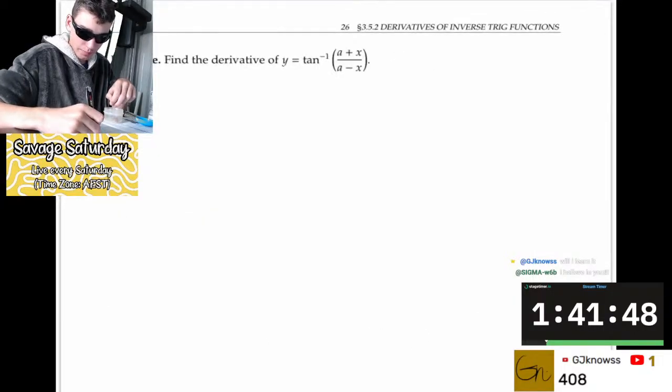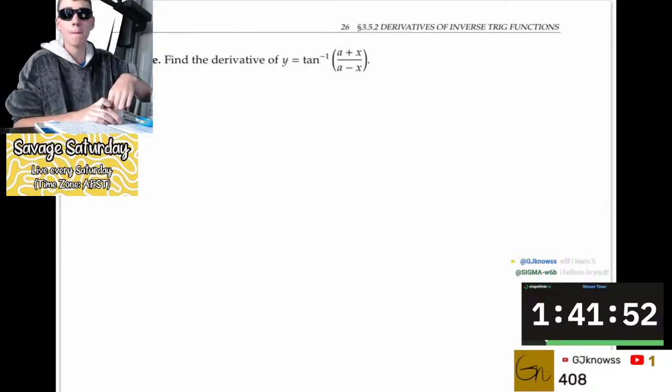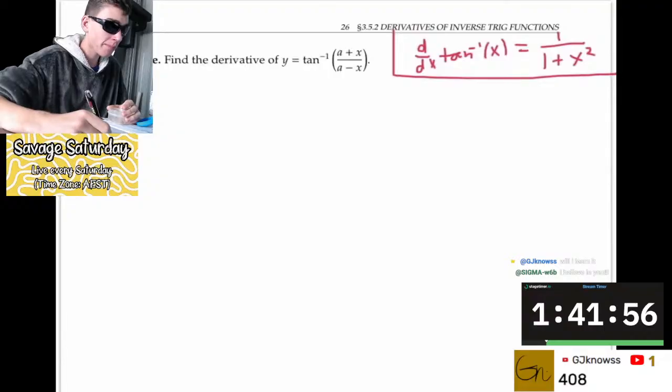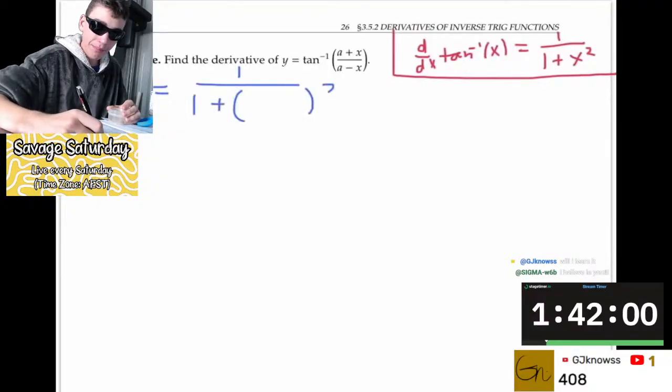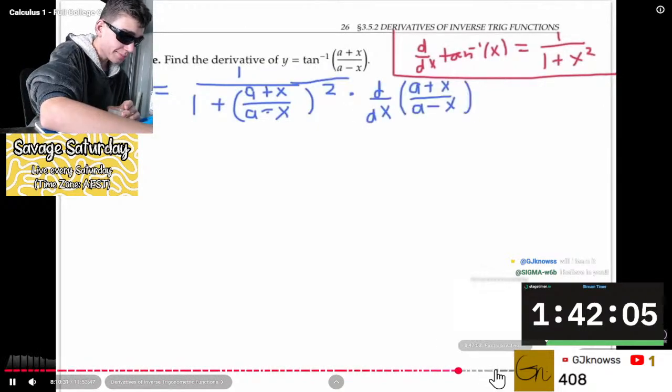Let's do one example using the formulas that we just found. Let's compute the derivative of tan inverse of a plus x over a minus x. We'll want to use the formula for the derivative of tan inverse x. Now to compute dy dx for our function, we can use the chain rule. The outside function is tan inverse, whose derivative is 1 over 1 plus the inside function squared. We'll need to multiply that by the derivative of the inside function. I'll just copy over the first.